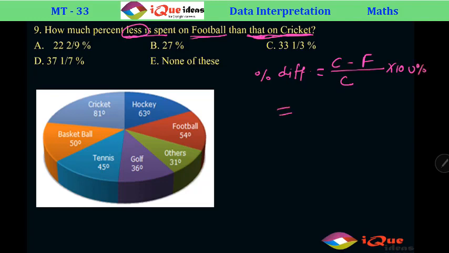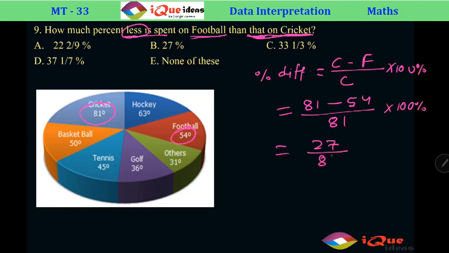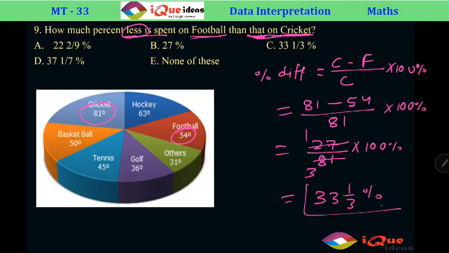Now cricket is how much? If you see, cricket is 81 degrees, minus football, where is football? It is 54 degrees. So 81 minus 54, divided by cricket 81, into 100, this much percentage. Now 81 minus 54 is 27, divided by 81 into 100. Now 27 cancels 81 3 times. So 1 by 3, clearly it is 33 1 by 3%. So the answer to this question, if you look at the options, is option C, 33 1 by 3%.